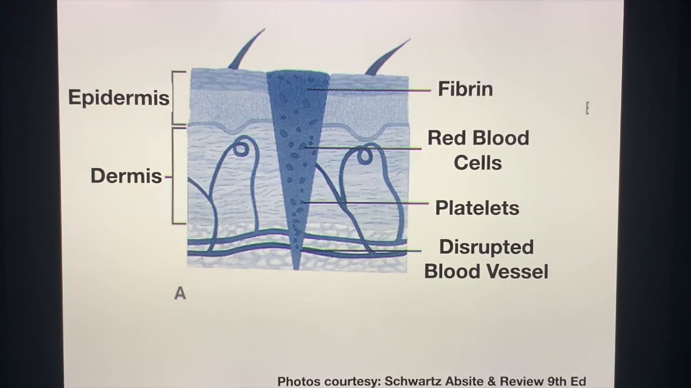Now, this is lifted from your Schwartz ABSITE. So we have the epidermis here, the dermis below. So here's the disrupted blood vessel. Your platelets now come in, form a plug. Here are your RBCs. Clotting factors will now release your fibrin, and you will now have a fibrin clot.